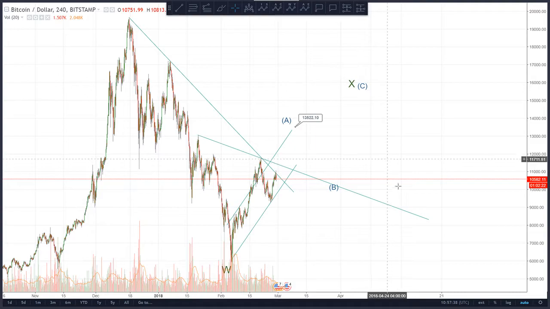Alright, so that's it for this video. I know it was quite detailed with lots of different wave counts there. I hope in the end I've made it clear that we're in a triangle, we're about to pop out of the triangle, and there's potentially a bullish trade next time this line gets hit. That's essentially the point I want to get across in this video.